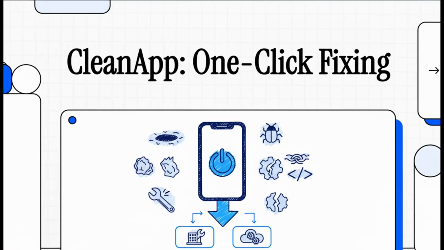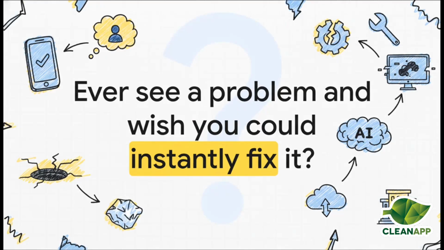All right, let's talk about something really cool today. We're going to dive into a tool that basically promises a one-click fix for, well, pretty much everything. I'm talking about anything from a glitch in an app you use every day to a crack in the sidewalk right outside your house. So how does it all work? Let's find out.